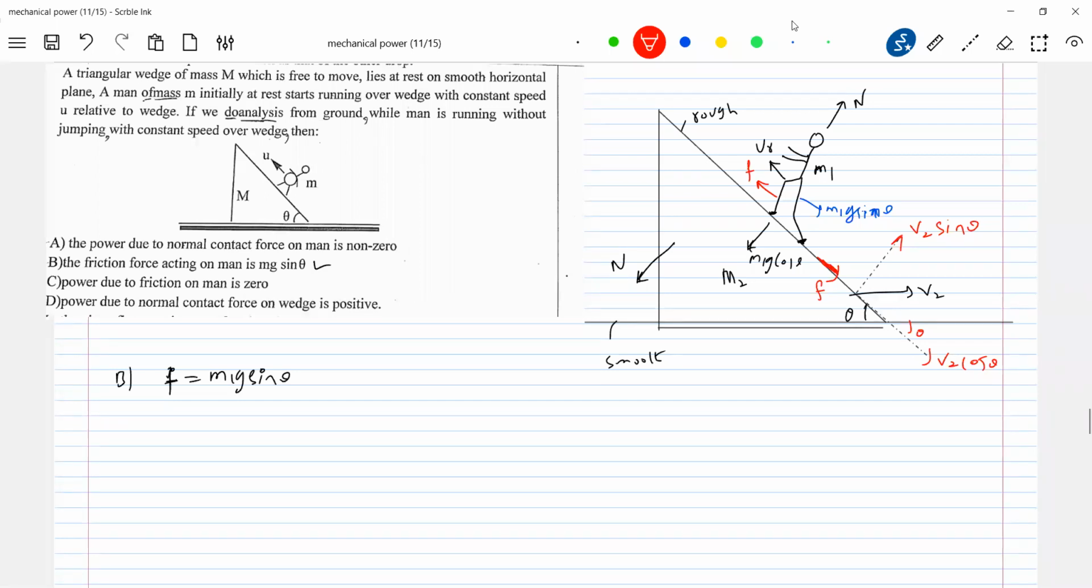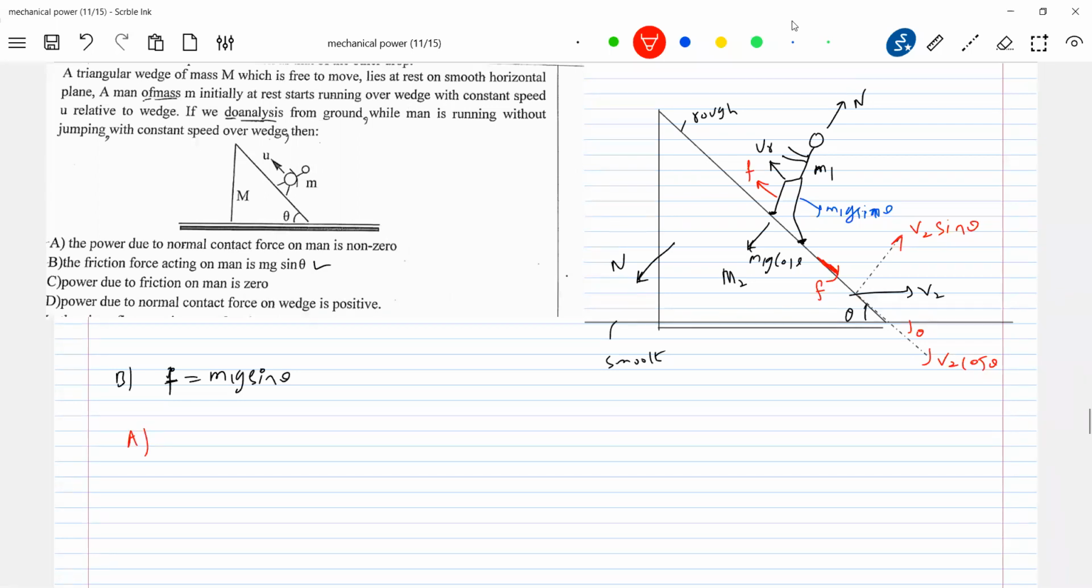Should be zero. Then what is the velocity of the wedge perpendicular to the incline? That should be the velocity of the person, because the velocity of the person with respect to the wedge is along the incline. So therefore, what is the velocity of the person with respect to ground perpendicular to the incline? Should be V2 sine theta. So I'll come for option A.